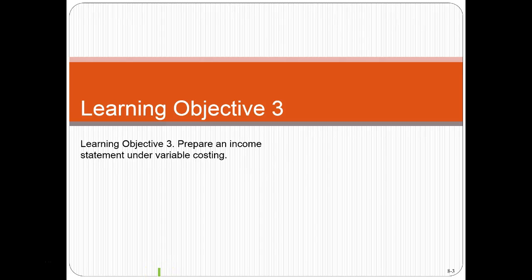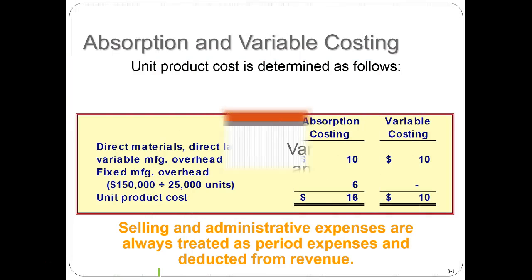In this video, we will take a look at Chapter 8, Learning Objective number 3, which is to prepare an income statement under the variable costing. We're going to take a slide back before we go forward, and take a look at how the unit cost is determined as follows. So remember, we're looking at the absorption cost and the variable costing, and we're calculating the unit cost here. And the difference is that the fixed portion of the overhead is being included in absorption. That's the kind of the traditional method that we look at.